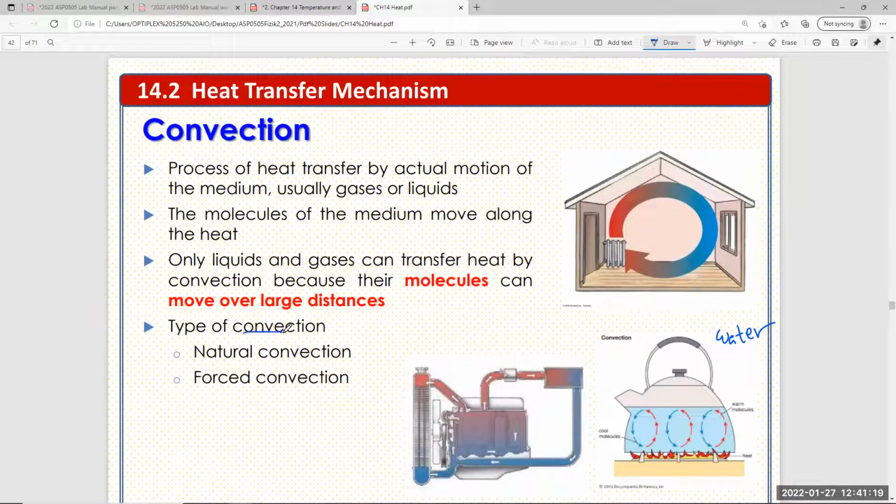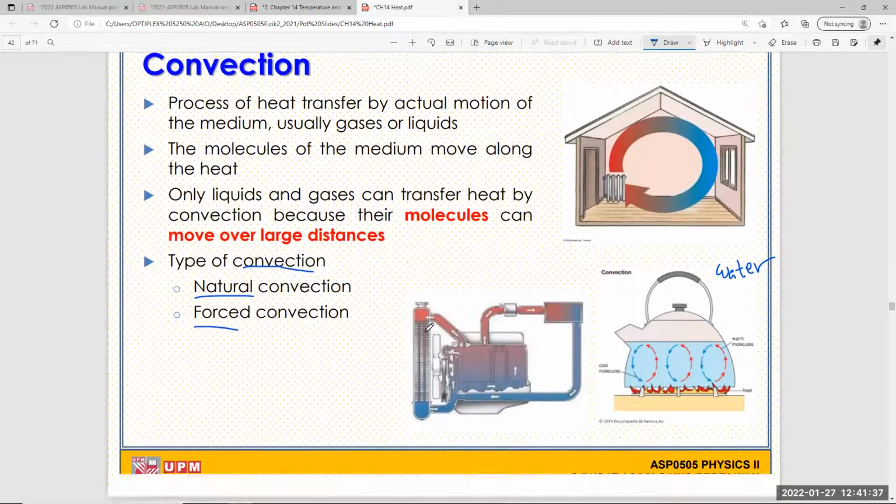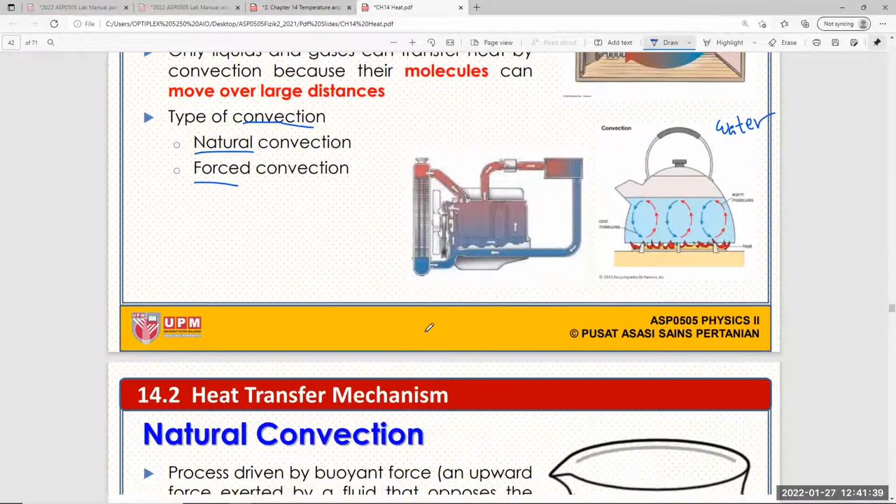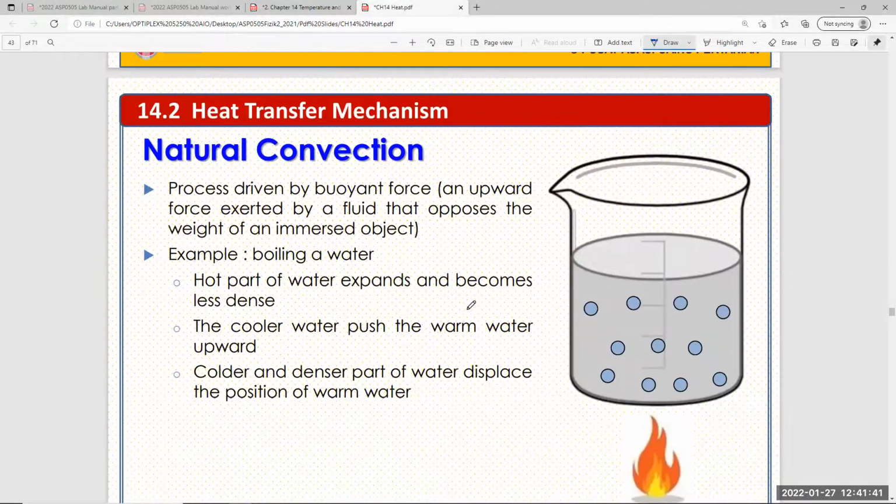Actually, by convection, there are two types, but the principle is the same. One is called natural convection. One is forced. Natural convection means it does not use energy, like the one I showed you. In our case here, you can see natural here. This is like boiling water. So boiling water is a natural case.